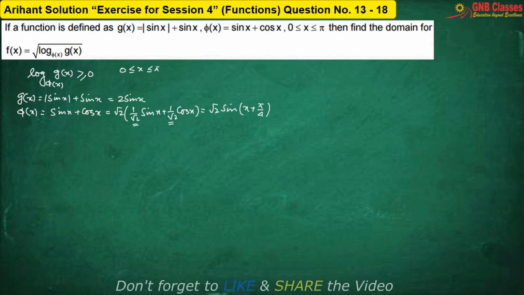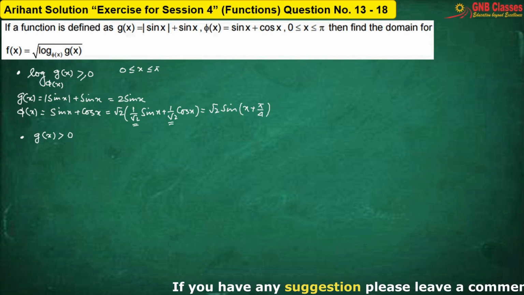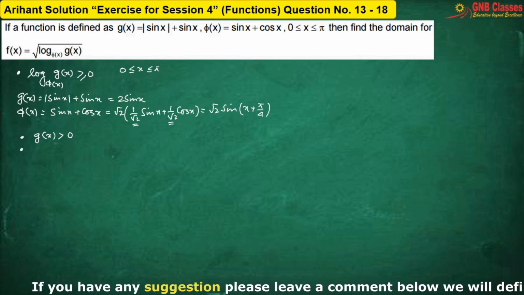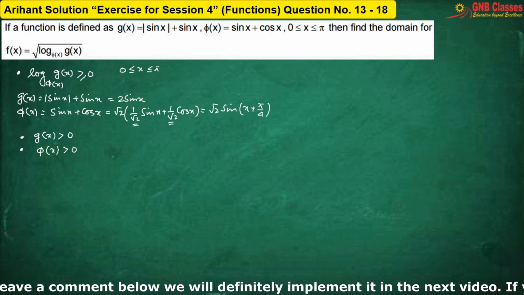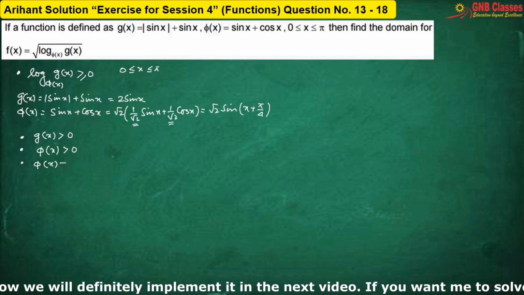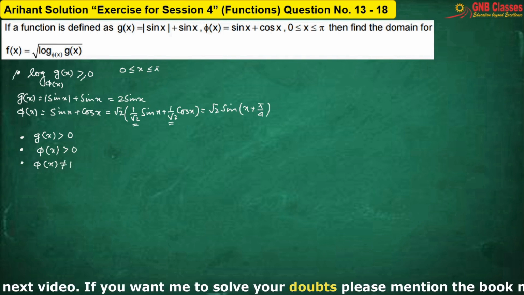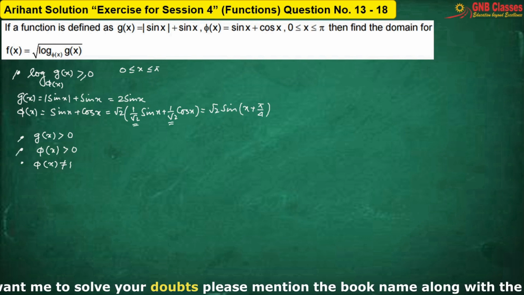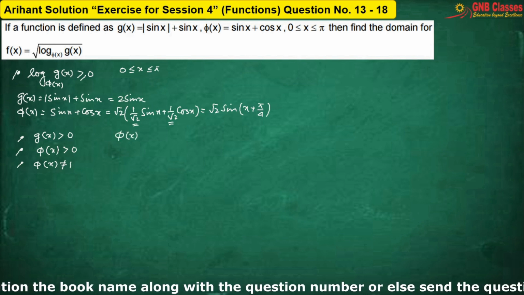Now, to define the function, first, log g(x) base phi(x) has to be greater than or equal to 0. Number 2, g(x) has to be greater than 0 because within the log, the expression cannot be negative. Third point, phi(x) has to be greater than 0. And the last one is phi(x) cannot be equal to 1. So these 4 points we have to consider to define this function. Is it clear?